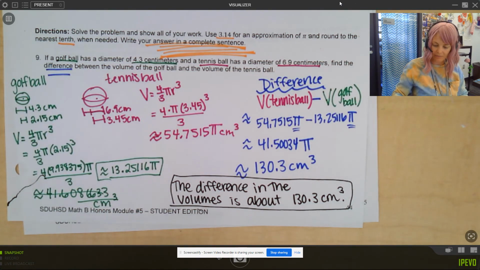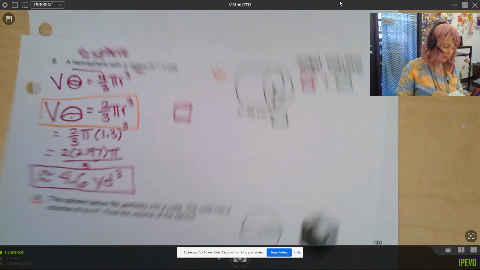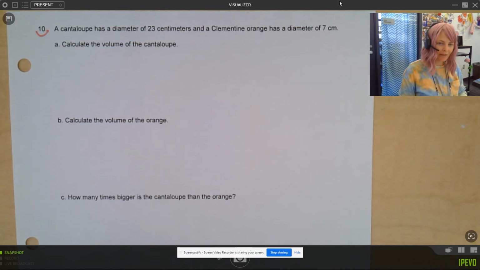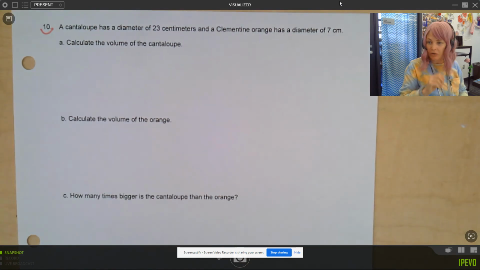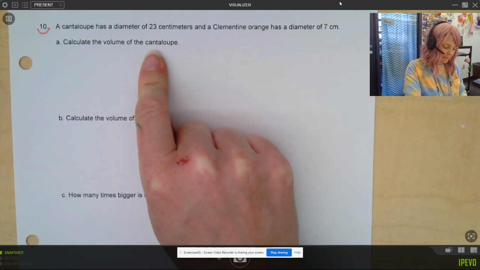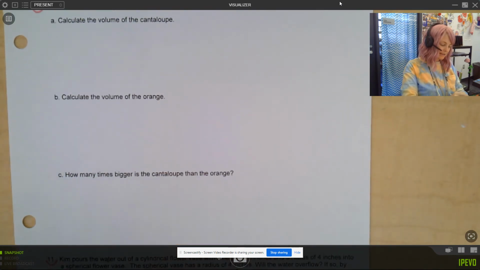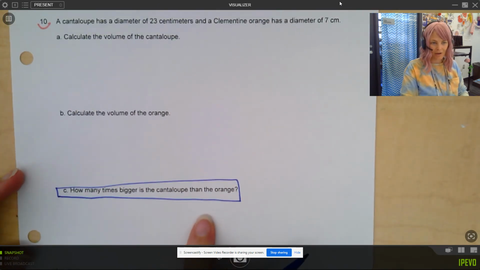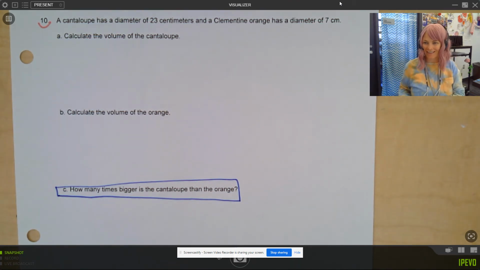Nice job, mini mathematicians. Okay, so you're going to be doing the same thing with 2 different shapes, asking a little bit of a different question. We're looking at a cantaloupe, yum, delicious melon, and a clementine orange, yum, delicious fruit, a little cutie, maybe a halo. So you're going to calculate the volume of the cantaloupe, calculate the volume of the orange. How many times bigger is the cantaloupe than the orange? This is your final question, so we are not rounding until the end. Okay, go ahead, pause the video, and we'll go over the answers as soon as you're ready.